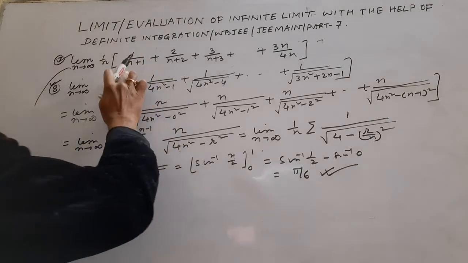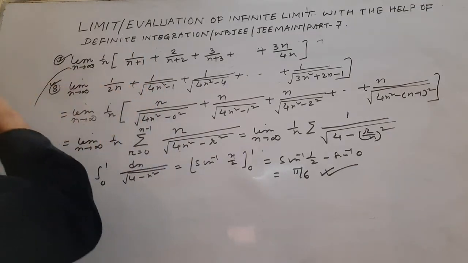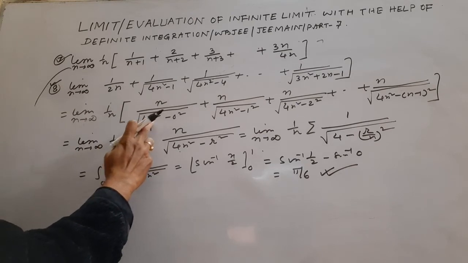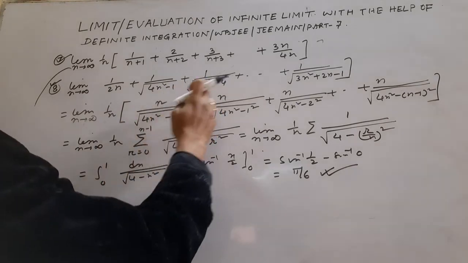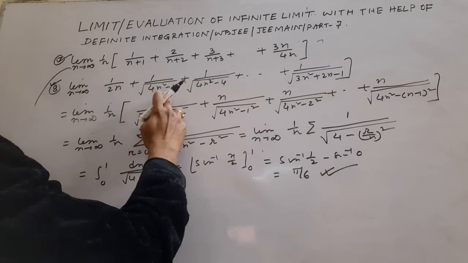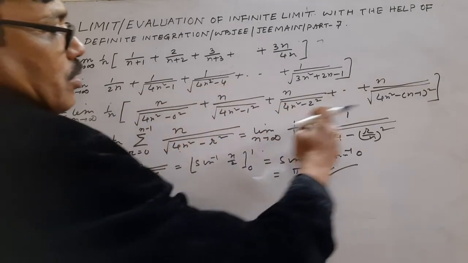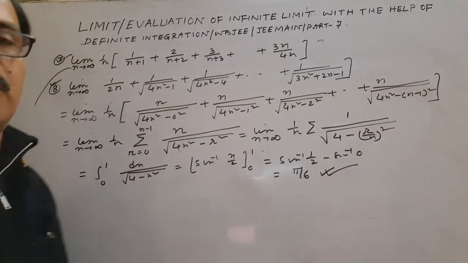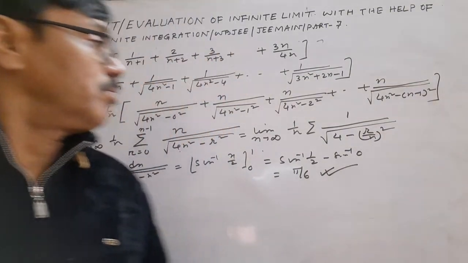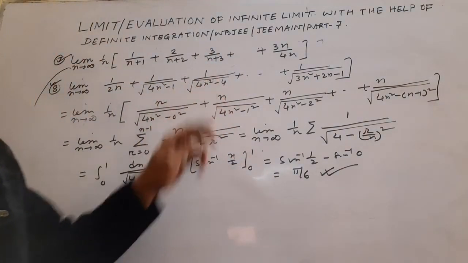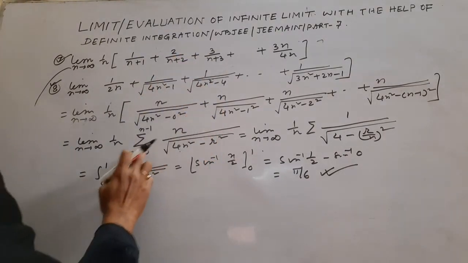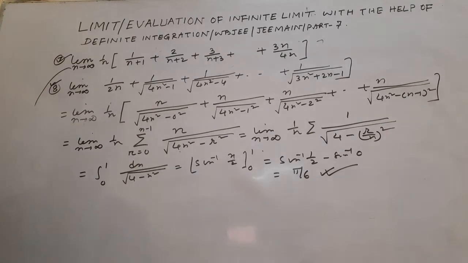So look at this step. 2n. So 4n square minus 0 square, 4n square. So look at the pattern. Second, third. So this is 4n square minus (n minus 1) whole square. So from the pattern of terms, we have to write the summation.